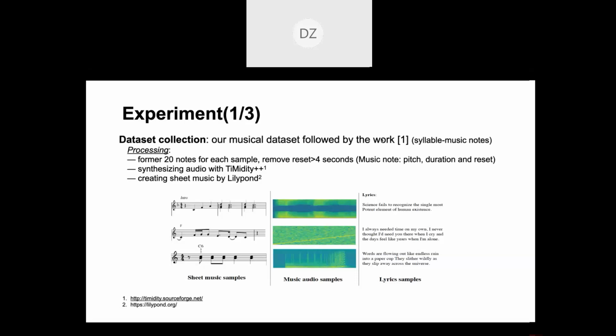You know, the music note has 3 components. The pitch is the high and the low end of a musical note. The duration is the time span of the note, and rest is the interval of the 2 connected musical notes. So once we get the 20 notes here, we use some techniques to generate audio and sheet music. We synthesize audio with the Timidity++ technique and create the sheet music by LilyPond. Okay, here are some samples of the data.